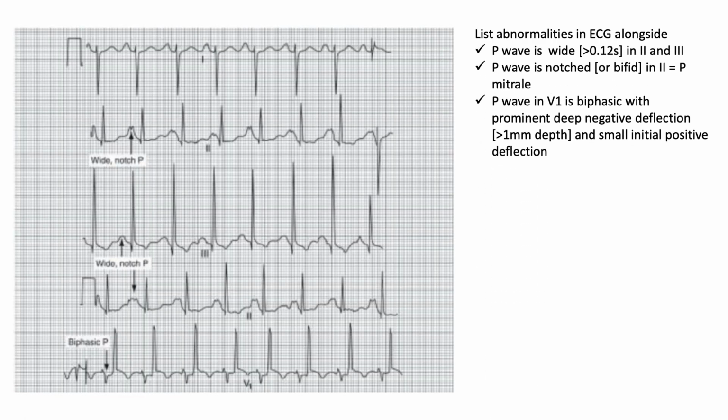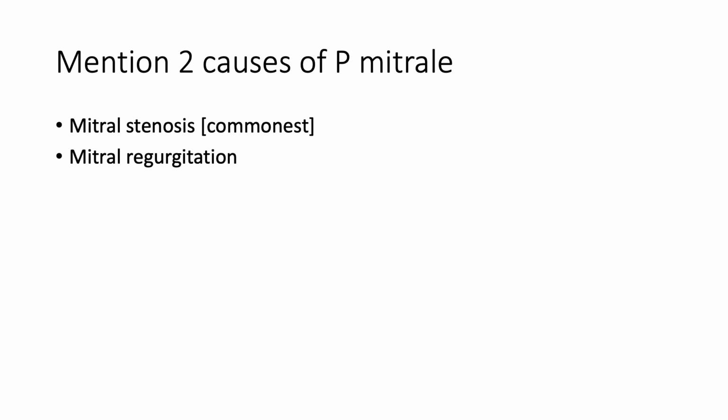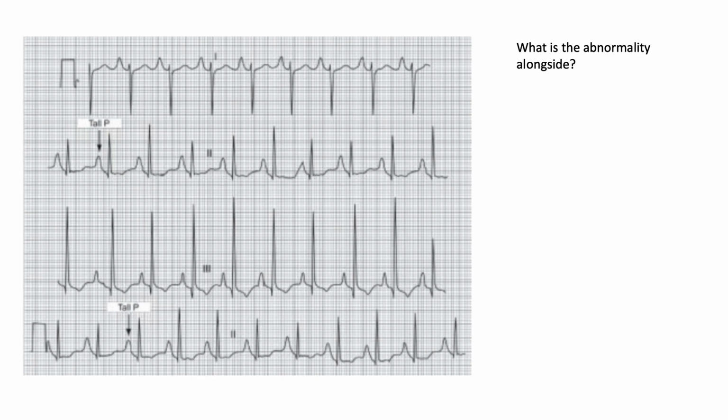What's happening here? So the P wave here is wide in leads 2 and 3. It's wide, right? And it's notched in lead 2. So this speaks to P mitrale. The P wave in V1 is biphasic. Look at that, with a prominent deep negative deflection and a small initial positive deflection. This is P mitrale, and the most common cause, mitral stenosis as well as mitral regurgitation.